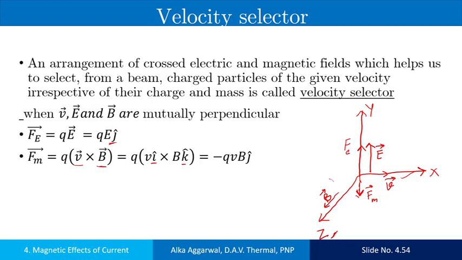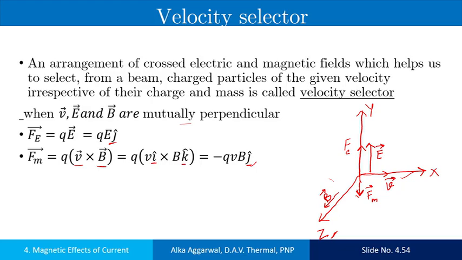Now i cross k is minus j, and the force is QvB sin theta, and the angle between the velocity and the magnetic field is 90 degrees, as it is already given they are mutually perpendicular. And the value of sin 90 is 1, so it is QvB times minus j.